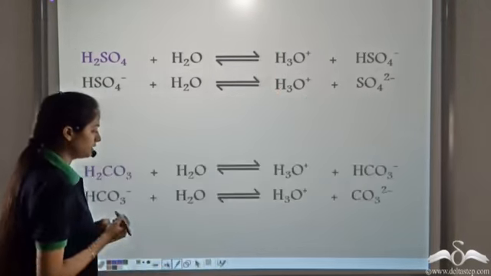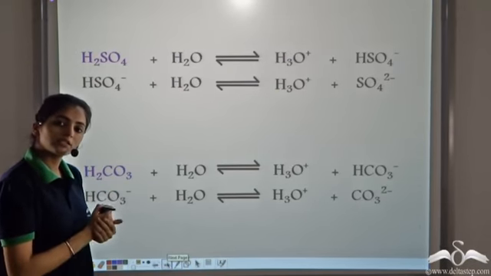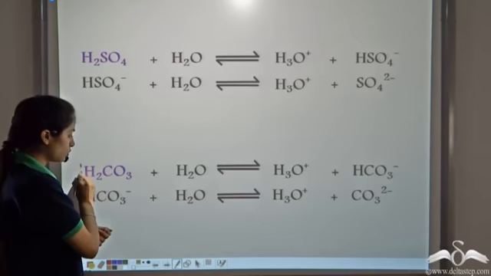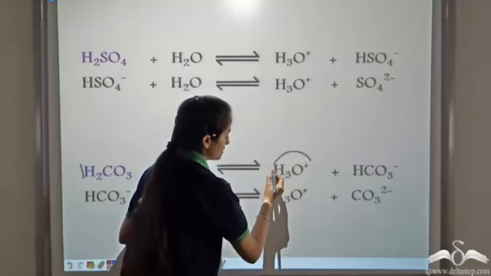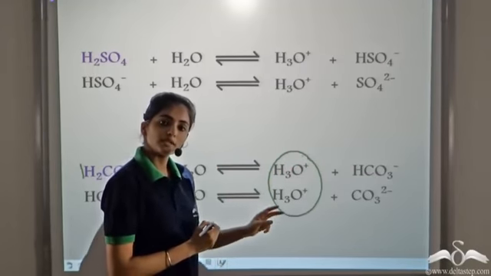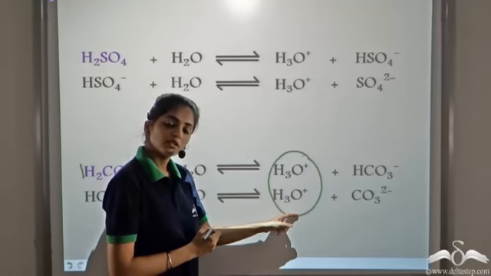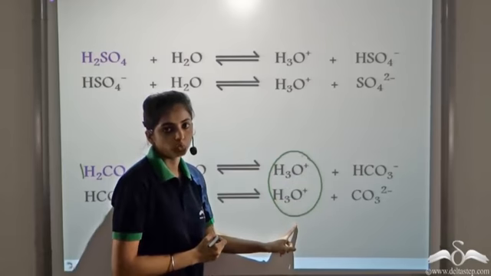Let's take another example. We have carbonic acid. This also ionizes in 2 steps. One molecule of carbonic acid produces 2 H3O plus ions. So we need 2 OH minus ions to neutralize it. So the basicity of carbonic acid is also 2.